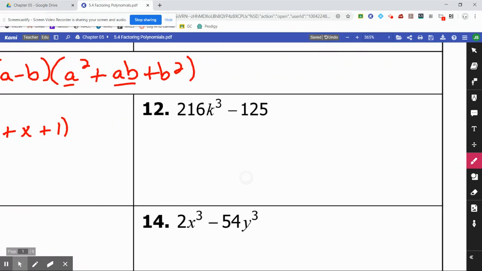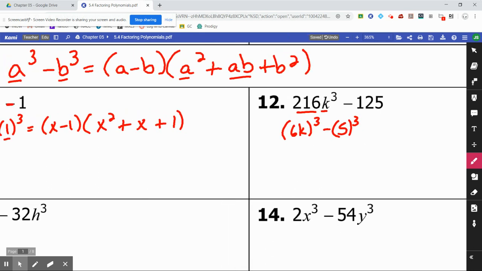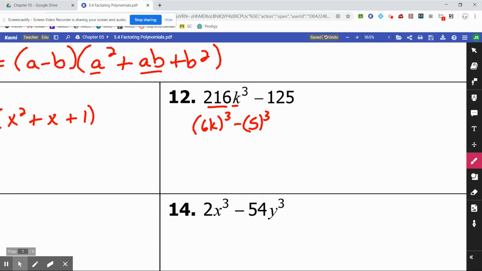This is a perfect cube, and so is this. So we can rewrite this as a 6 and a k that's being raised to the third. And this is a 5 that's being raised to the third. So in my formula, in the place of A, I have a 6K. In the place of B, I have a 5. So everywhere I have an A in my formula, we put a 6K. Everywhere I have a B, I put a 5.